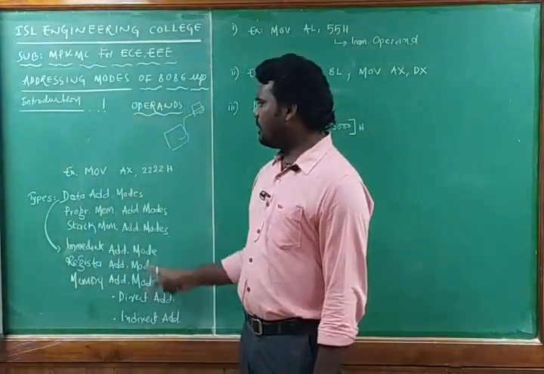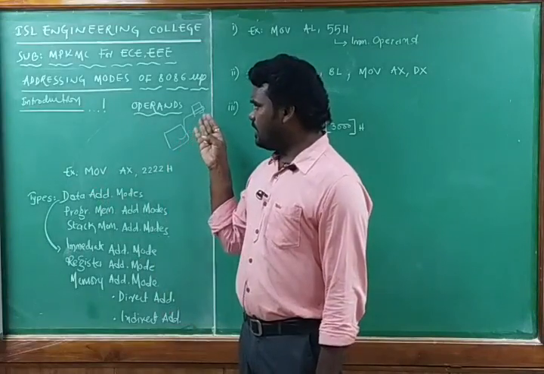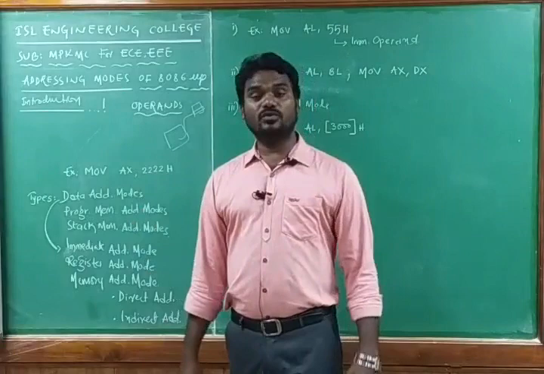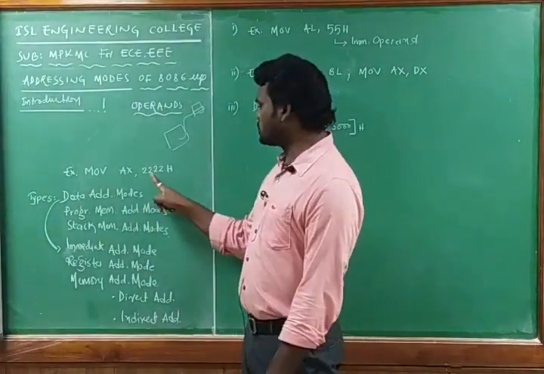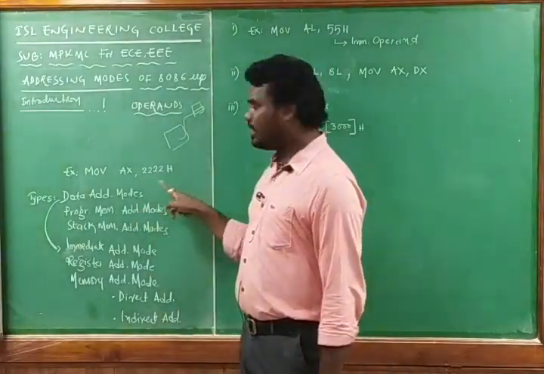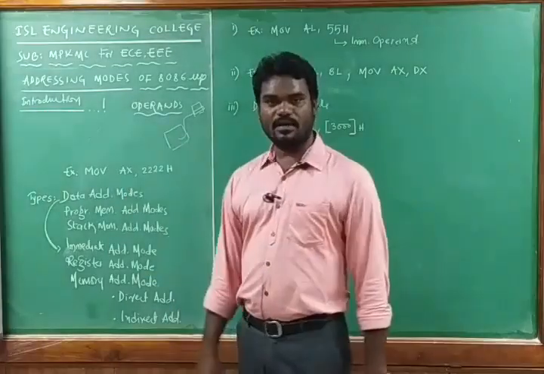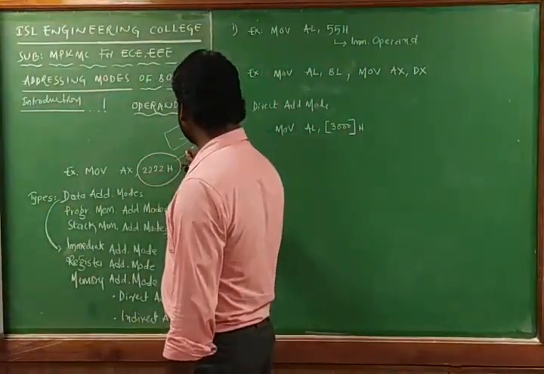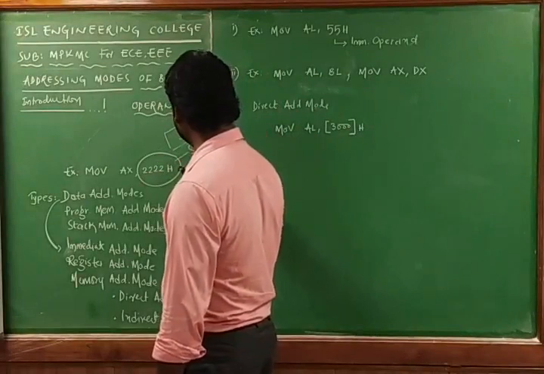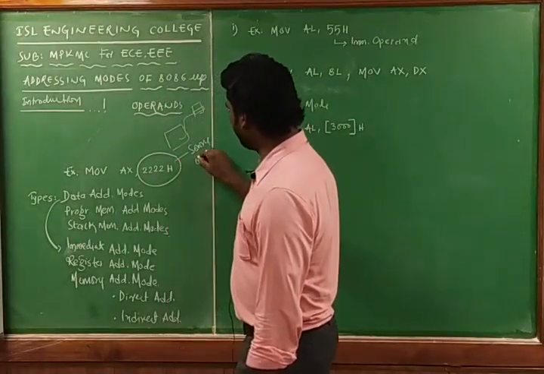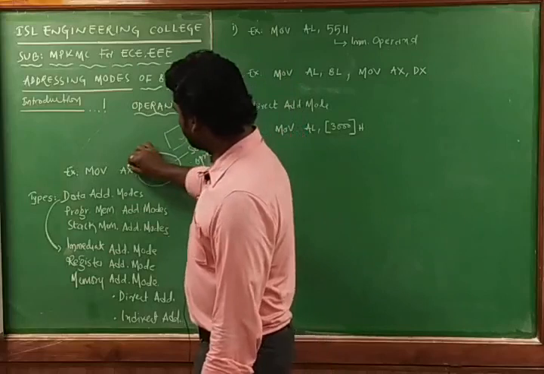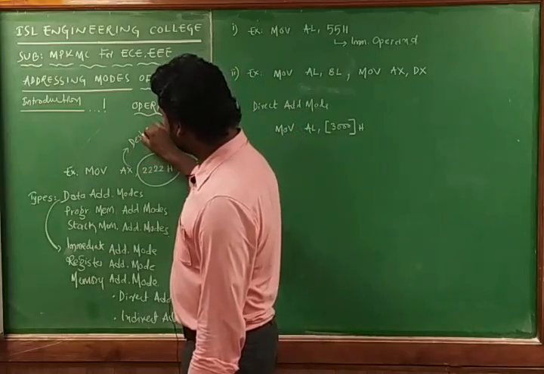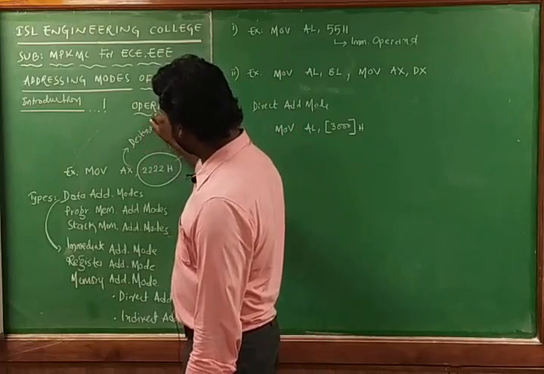And here in the addressing modes, we can see two operands. One is the source operand, another one is the destination operand. This is named the source operand. It is a source operand. And this one is the destination operand.